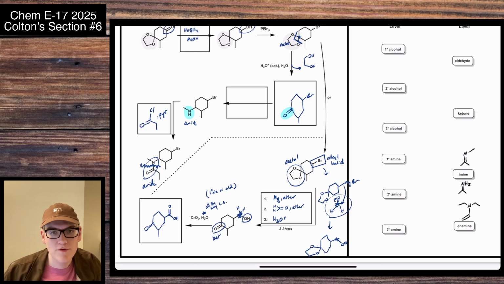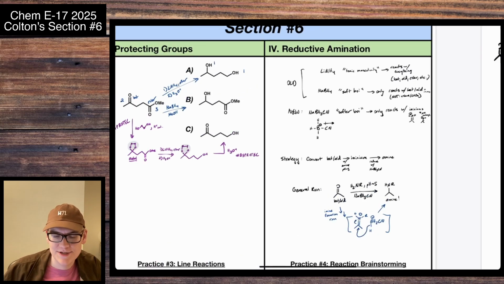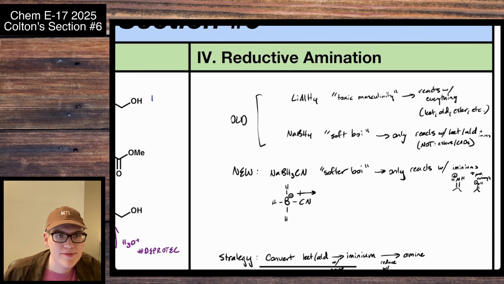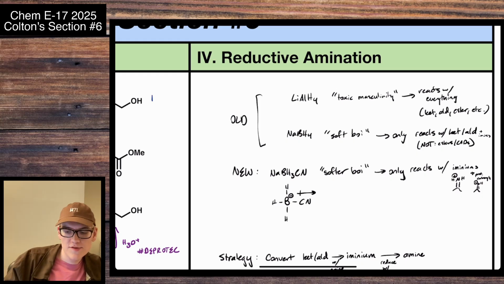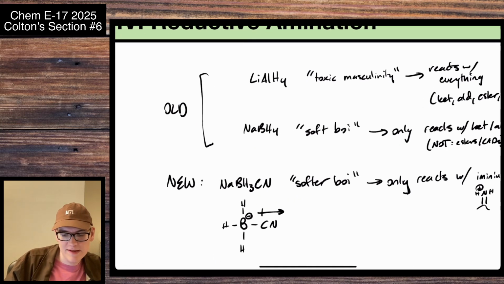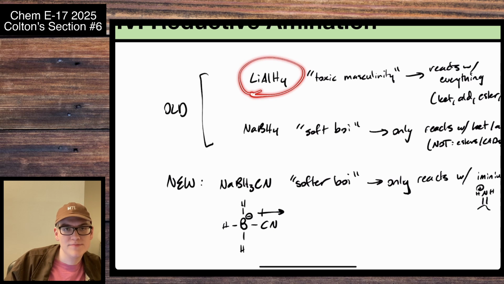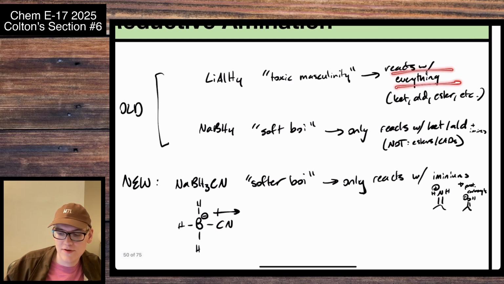Okay, now moving on to our last section. One other strategy, kind of like protecting groups, that combines a few different things, is a process called reductive amination. So let's recall our reducing agents. Previously, we've seen lithium aluminum hydride, which I nicknamed toxic masculinity. Super reactive. It reacts with everything: ketones, aldehydes, esters, other CADs. It is the most reactive.